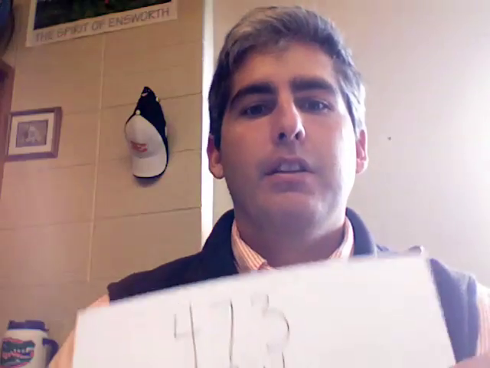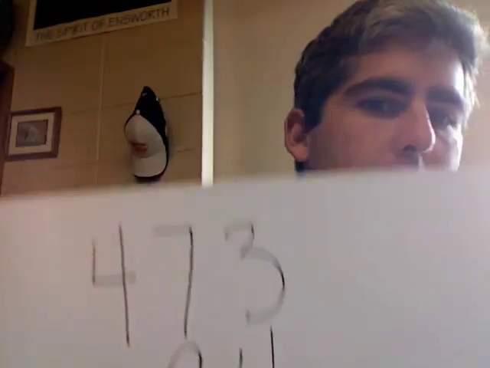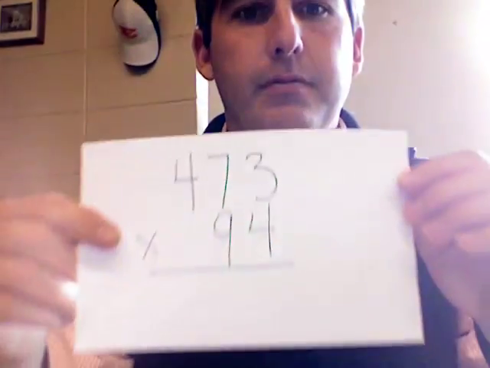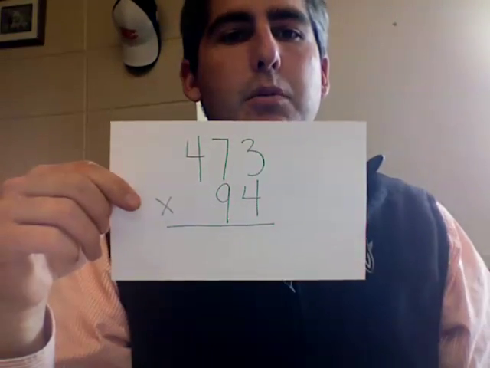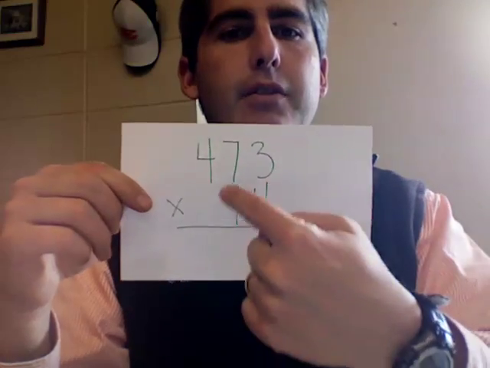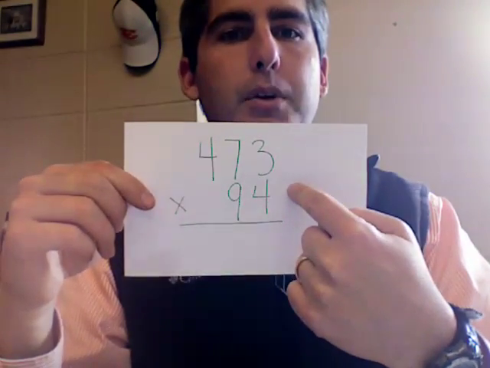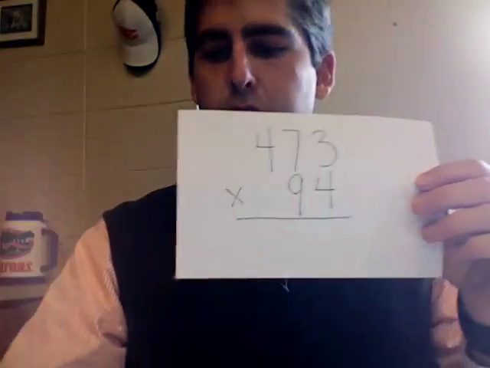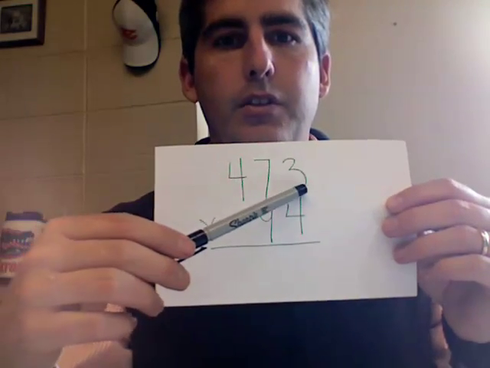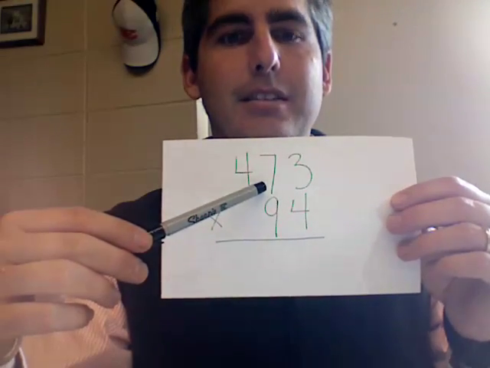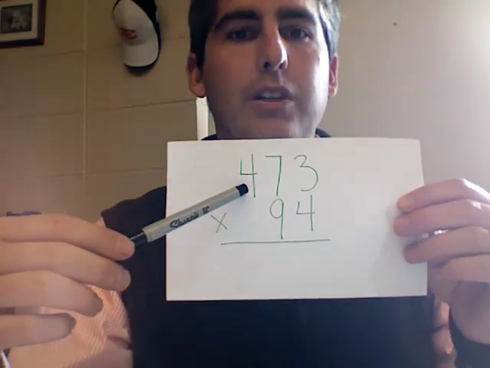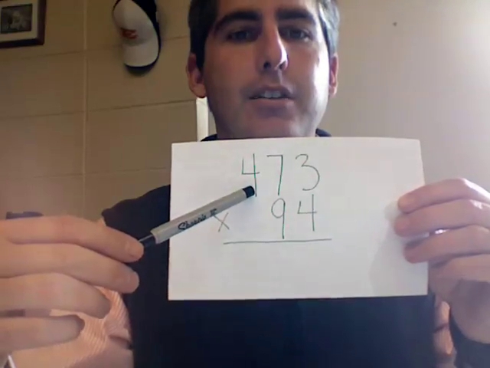For example, like 473 times 94. Now, when we think about multiplication, what we need to do is treat each individual place value as a separate number. So, for example, the 3 is 3 because it's in the ones place, the 7 is 70 because it's in the tens place, and the 4 is 400 because it's in the hundreds place.